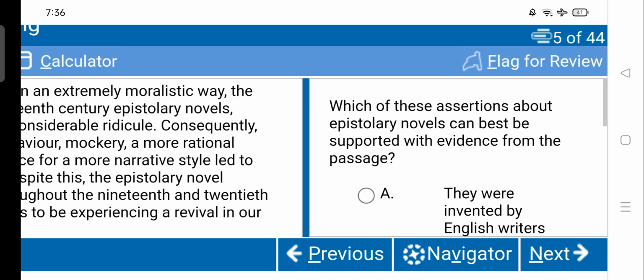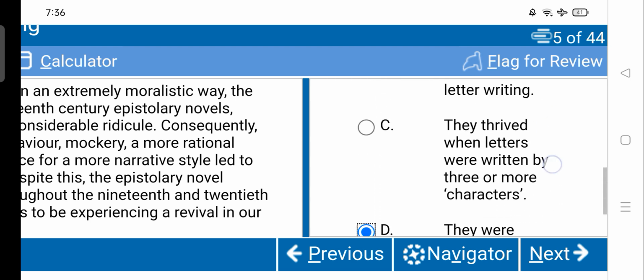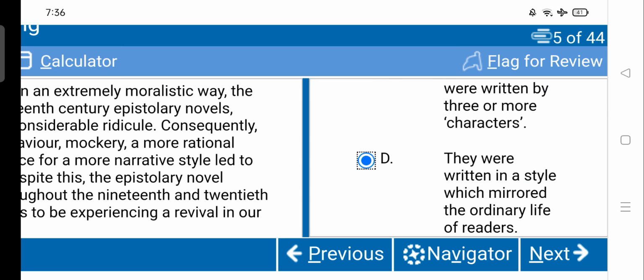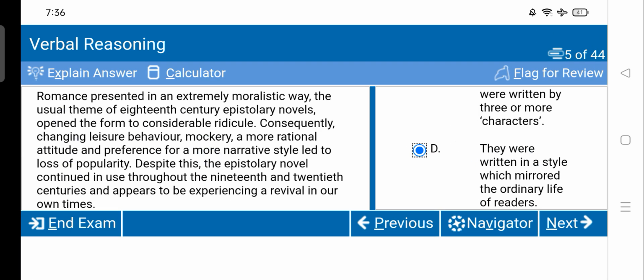So the question was which of these assertions about epistolary novels can best be supported with evidence from the passage. So we can say this assertion, that they were written in a style which mirrored the ordinary life of readers, is the correct option.